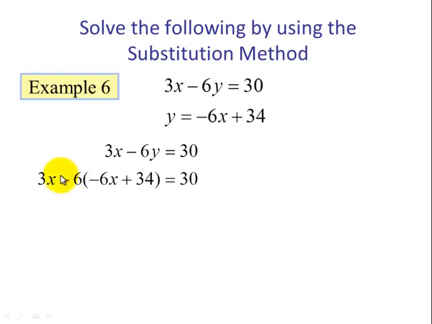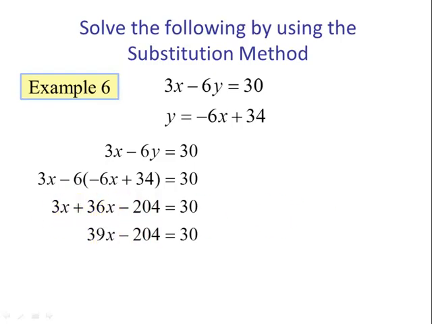Using the distributive property, I'm going to take negative 6 times a negative 6x, that's a positive 36x, and then I'm going to take a negative 6 times a positive 34, and we get a negative 204. So our equation becomes 3x plus 36x minus 204 equals 30. Next step, we want to combine like terms here, and we have 39x minus 204 equals 30. Add 204 to both sides. We are left with 39x equals 234. Dividing by 39, we see that x is 6.